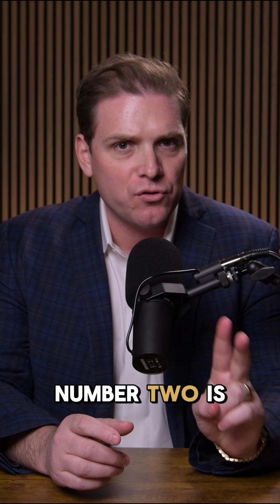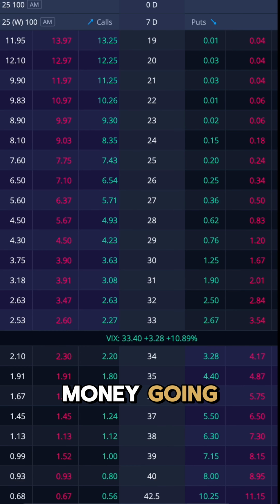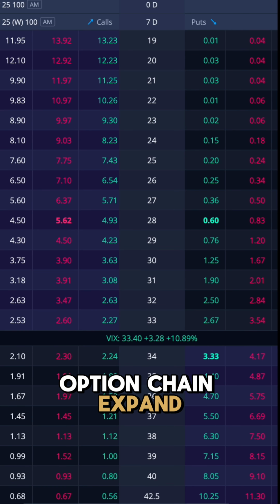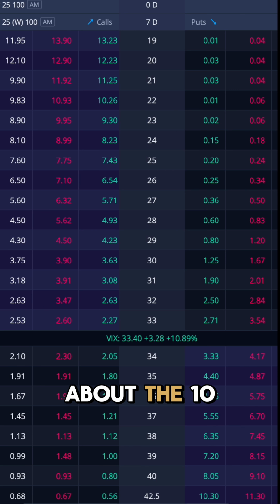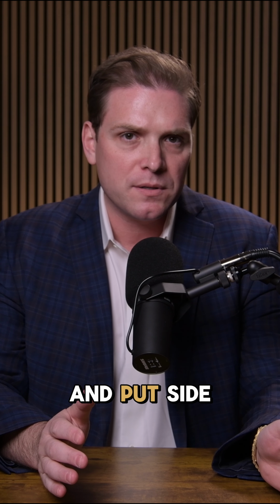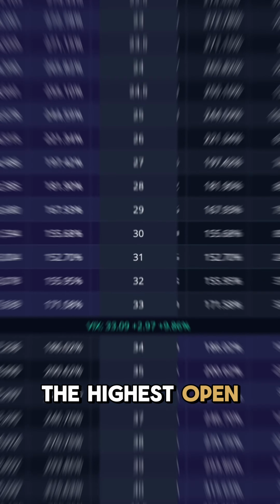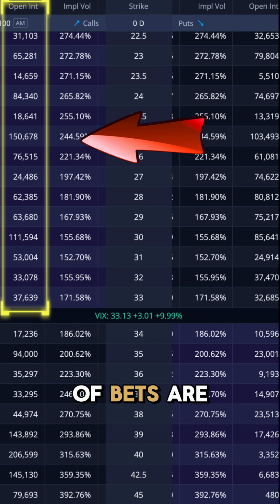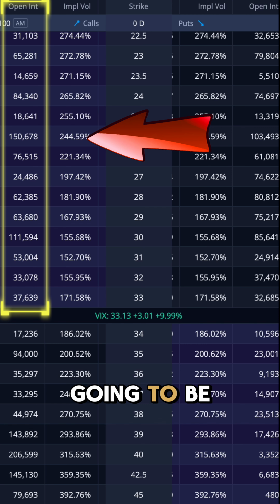That's number one. Number two is look at the options chain on the VIX. Where's the smart money going? Open up the option chain, expand it out, and look at about 10 to 15 different strikes. So if the VIX is at 40, say, you're looking all the way down to 20 on the call and put side and all the way up to 60. You want to understand where the highest open interest is. That's where a lot of bets are made, and that's where a lot of institutional money is going to be looking to move the market to.